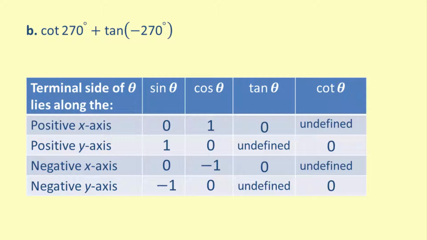Here, we can see that the cotangent of 270 degrees is equal to 0, and that the tangent of negative 270 degrees is undefined. Even though the cotangent of 270 degrees is defined as 0, the expression cannot be evaluated because the tangent of negative 270 degrees is undefined. Therefore, the sum of the two expressions is undefined.